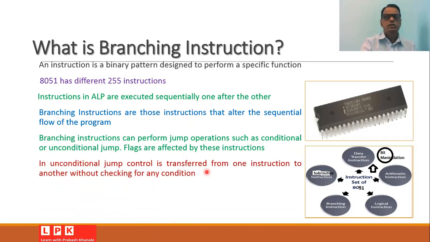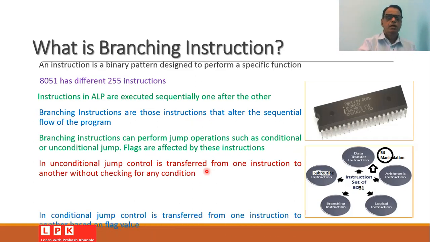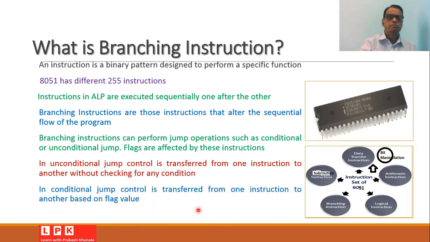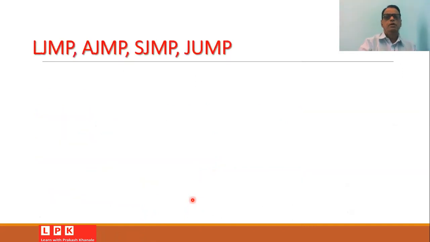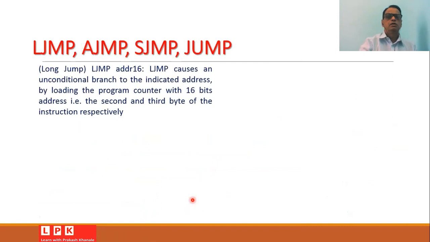In unconditional jump, the control is transferred from one instruction to another instruction, and for this, we will not check any condition. And in case of conditional jump, the control is transferred from one instruction to another instruction based on a certain flag value. So now let us start the discussion of the different jump instructions.